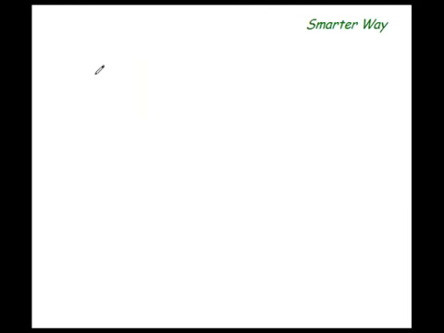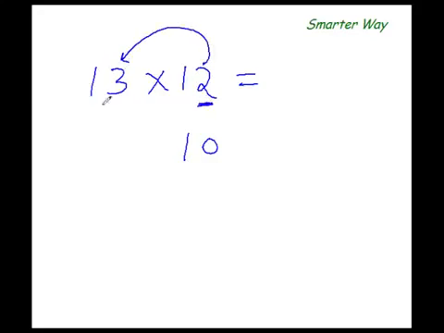The smarter way of multiplying 13 with 12 is the same base method of multiplication that we learnt in the last class. And yes, you guessed it right, the base here is 10. Since 12 is 2 more than the base, add this 2 to this entire number. 13 plus 2 is 15. And since base 10 has one 0, there is one place more to go. 3 twos are 6, and that's your answer.